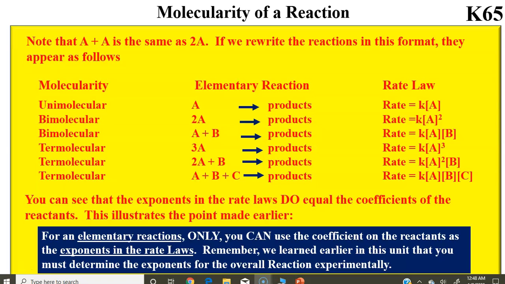So the point here is, you can see in all 6 of those examples that the exponents in the rate laws do equal the coefficients of the reactants. As long as these are elementary step reactions, then you can use the coefficients in front of each of the reactants as the exponents in the rate law. And this illustrates that point from earlier. So again, let's say it yet another time: for an elementary reaction only, you can use the coefficient on the reactants as the exponents in the rate laws. Remember, we learned earlier in this unit that you must determine the exponents for the overall reaction experimentally.